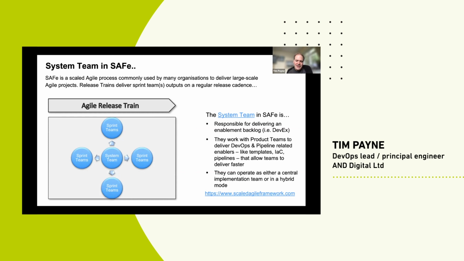They can operate in either a central or a hybrid mode, depending upon the availability of the sprint teams to help support that effort. It's a common approach, and it's used by many organizations that use SAFe. And if you want to learn more about SAFe, there is a link here, www.scaledagileframework.com, and it's used in many organizations now.